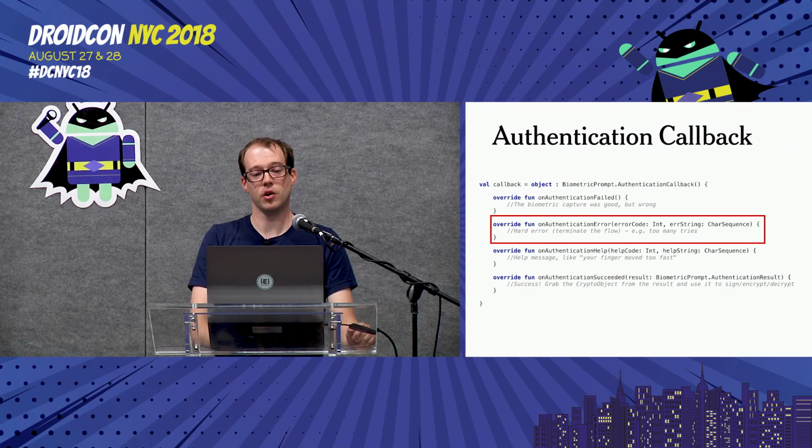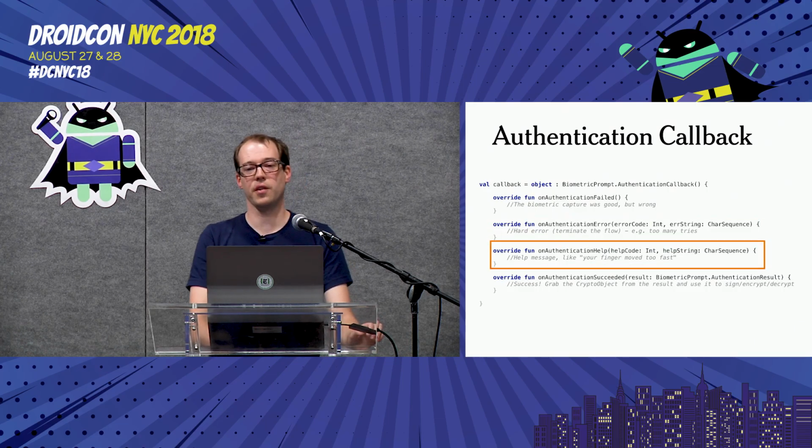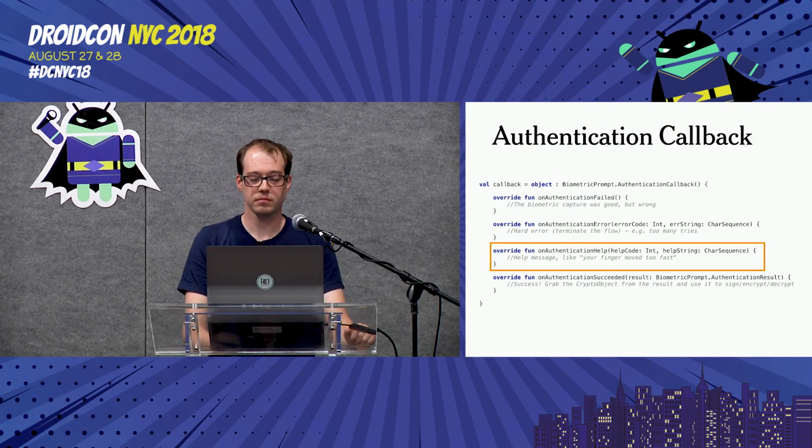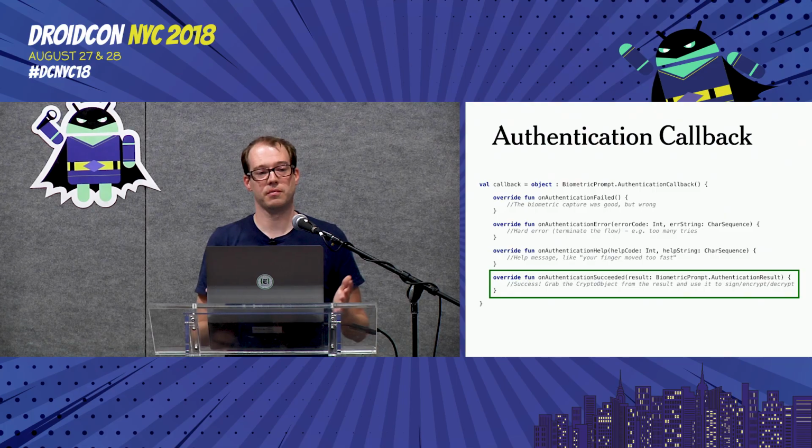You just have to go and deal with it. There's also a help message. For instance, maybe the sensor was dirty. You need to clean your lens or your fingerprint sensor. Maybe you've moved your finger too fast. These are help messages that get passed across like that. These aren't hard errors. There's also a success callback.